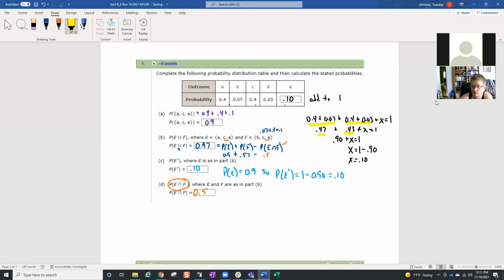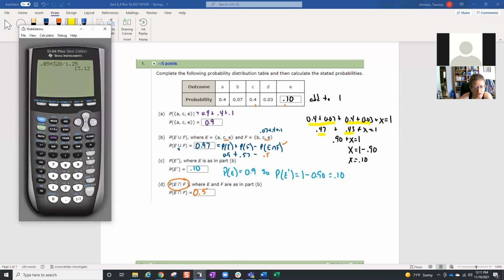Oh, okay, that makes sense. And then you did the same thing in part B? Yeah. What I really should have done was not be lazy, and I should have said something like 0.9 plus 0.57 minus 0.5. I did it in my head, but you should not trust my head right now. That's a much better answer. Okay, thank you. You're welcome.